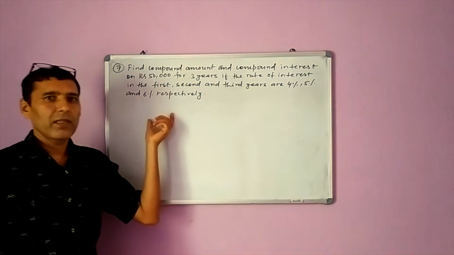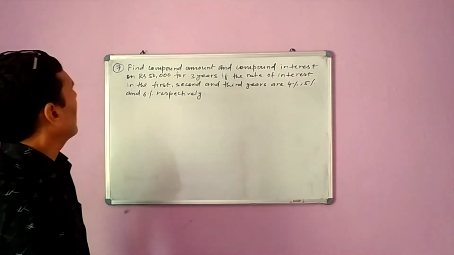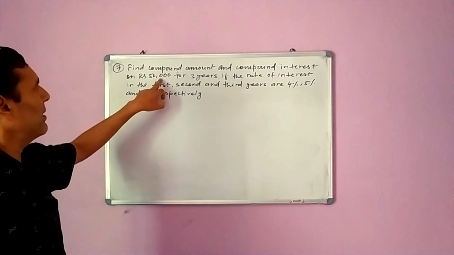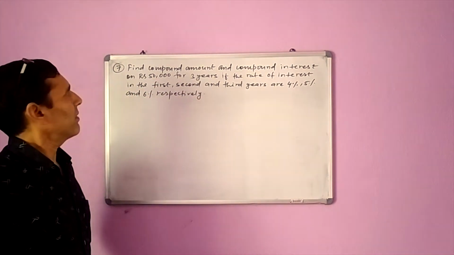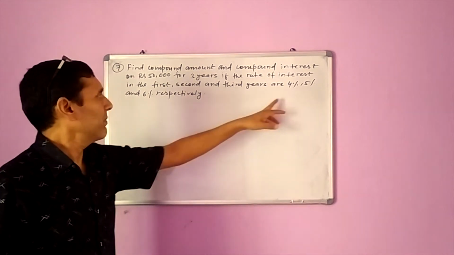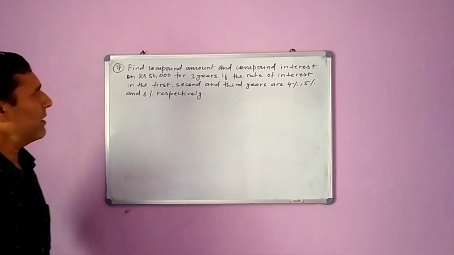This is another question. Question number 7. Find compound amount and compound interest on rupees 50,000 for 3 years if the rates of interest in the first, second and third years are 4%, 5% and 6% respectively.